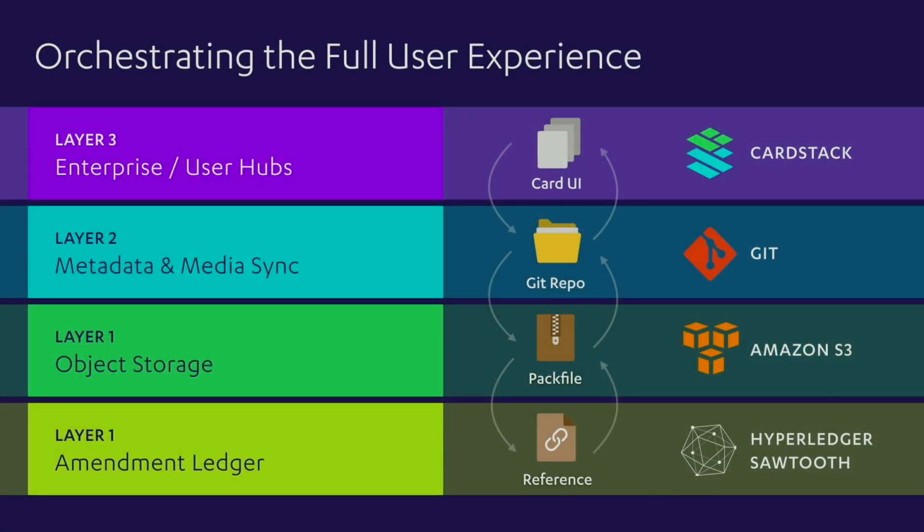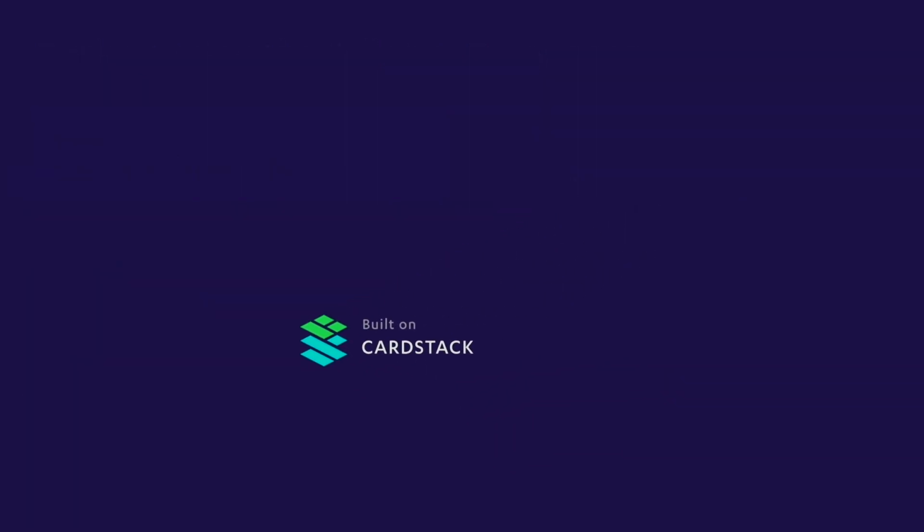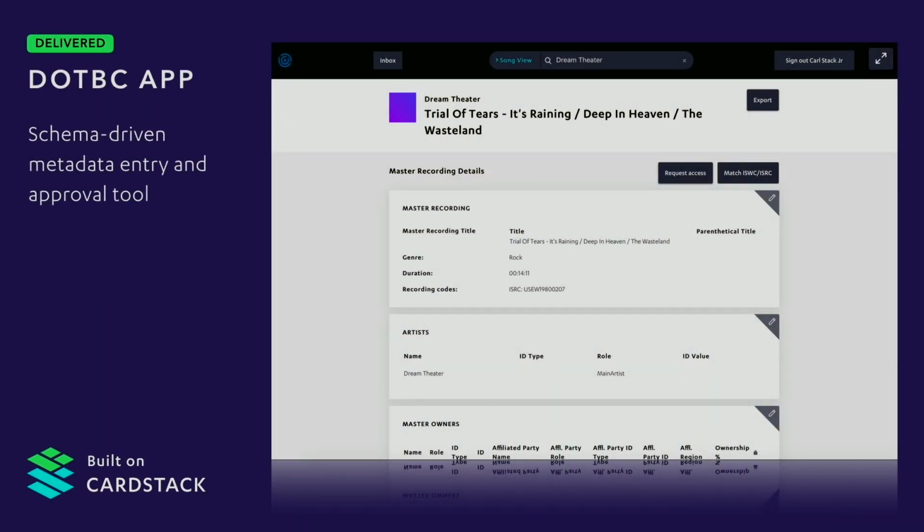So that's what it looks like here, the 4 layers here. Notice that layer 1 and layer 1, this is not numbered correctly, is because both object storage and amendment in the blockchain space are considered layer 1 technology. We're using Git as a layer 2, and Cardstack, that user experience layer, is what we call layer 3. So that's just the kind of terminology there. So that's what we did.